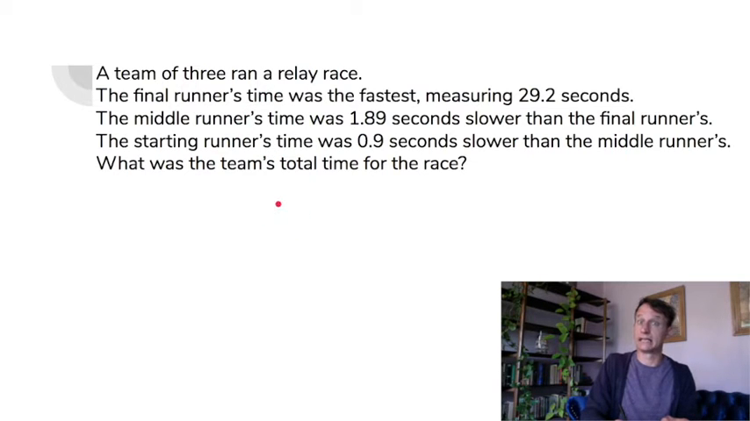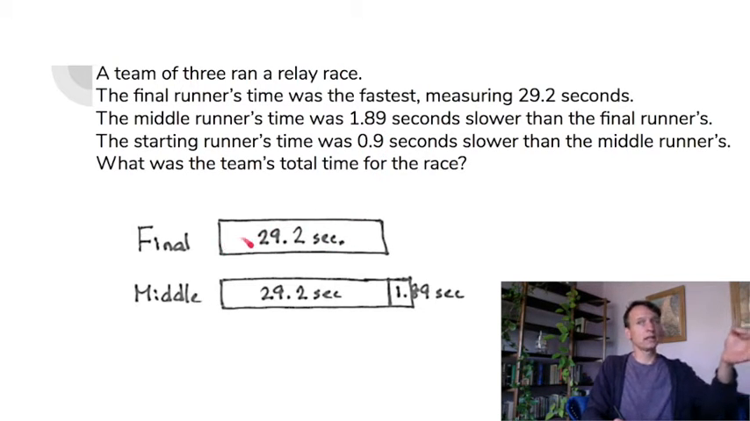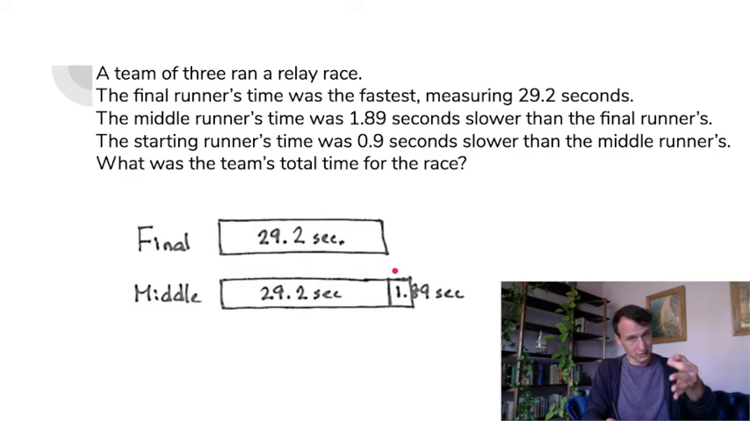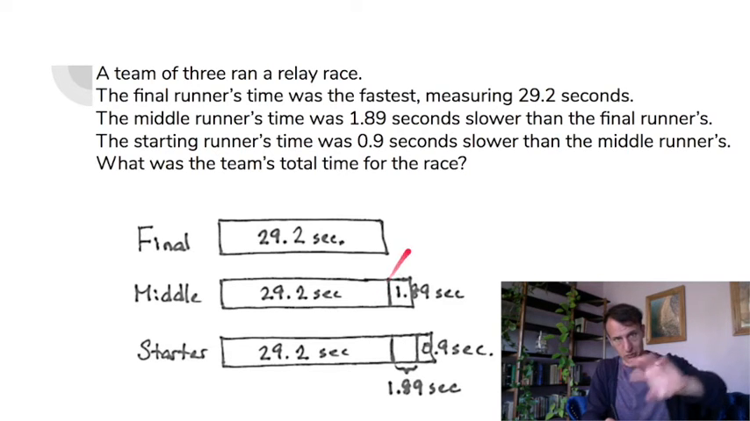All right, here we go. So the final runner, him we know, or her. Again, Hank was a little tired here and didn't bother giving them names. 29 and 2/10 seconds. The middle runner is going to be that plus the 1 and 89 hundredths. The starting runner is going to be the middle runner plus another 9/10 seconds. Okay, so all together there. See how this works? All right, now this is getting kind of crowded, so I'm going to swoop that up.